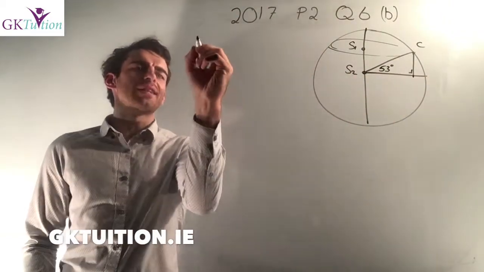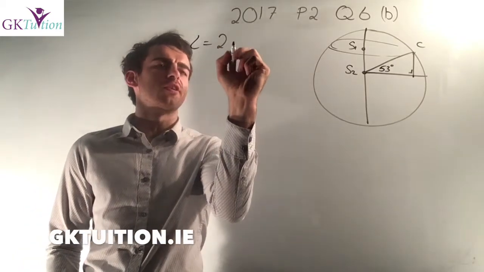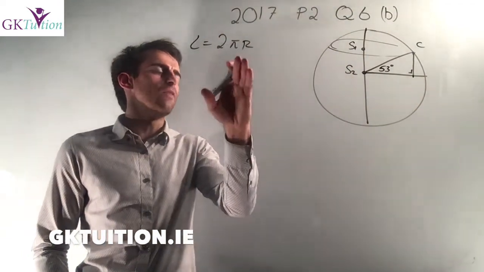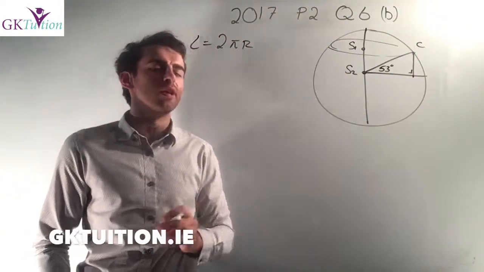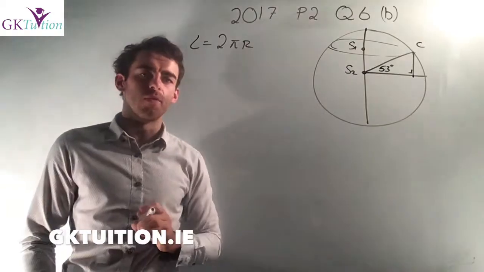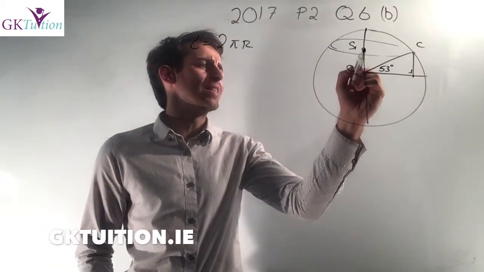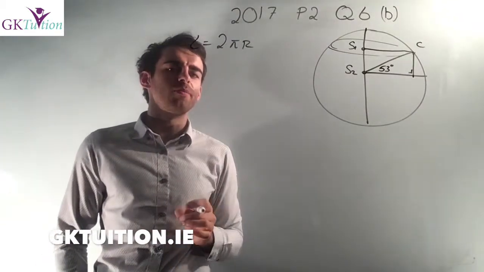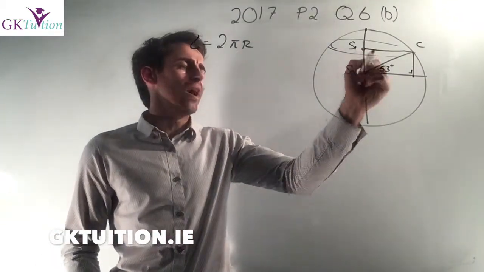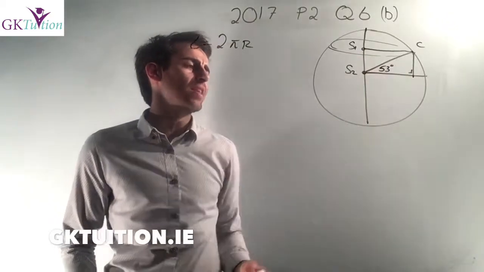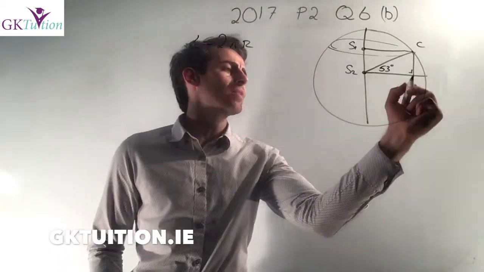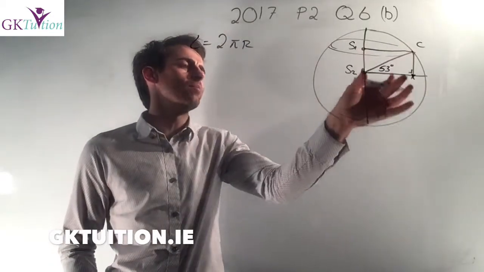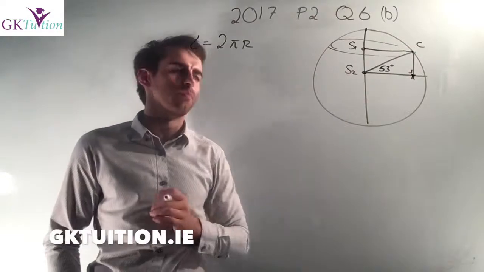If you look at your maths tables, to find the circumference of a circle, L is equal to 2 pi r. So I need to find the radius of the circle S1, and that will allow me to work out the circumference. So I need to find the distance from S1 to C. Rather than finding the distance from S1 to C, I'm going to find the distance from S2 to here, which is clearly the same thing as the distance from S1 to C.